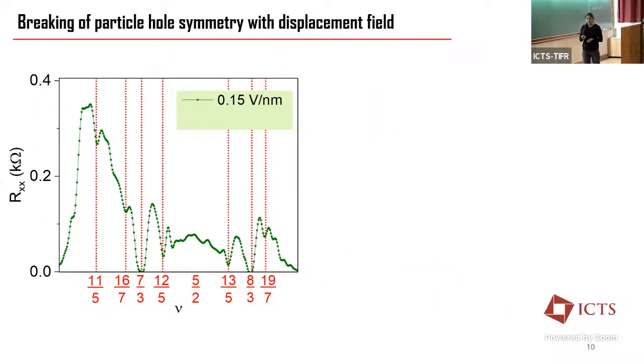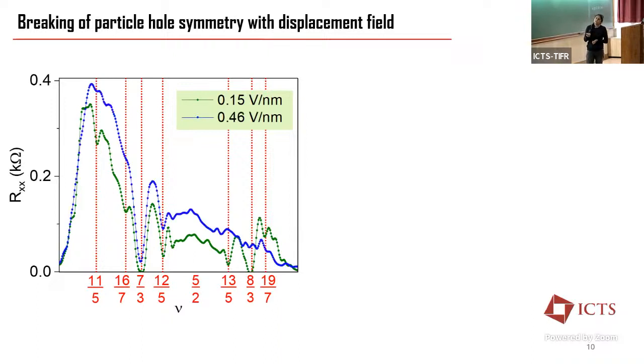Now, what happens with the application of the displacement field? As I have told, like in trilayer graphene, we can tune the Landau level energy spacing with the displacement field. So this is the data for low electric field, which is 0.15 volt per nanometer. And as we increase the electric field to a higher value, which is 0.5, the hole part goes away, whereas the particle part survives, which means the hole part is very sensitive to the electric field as compared to the particle part.